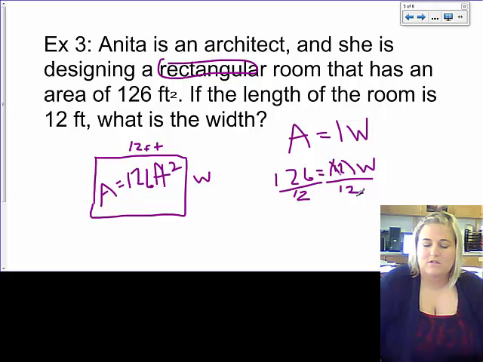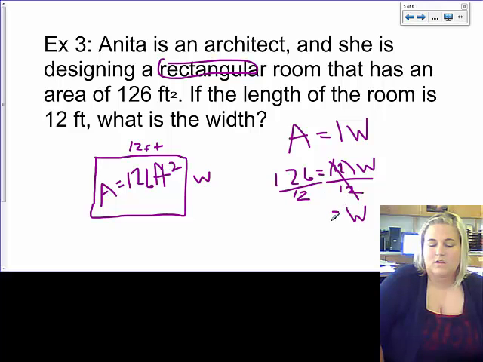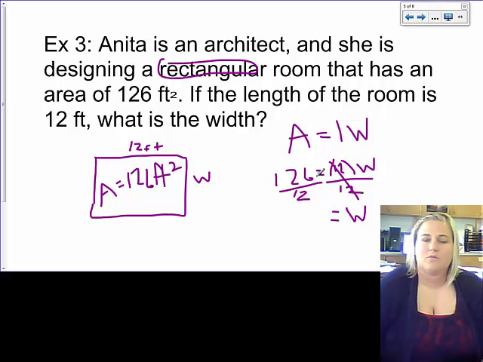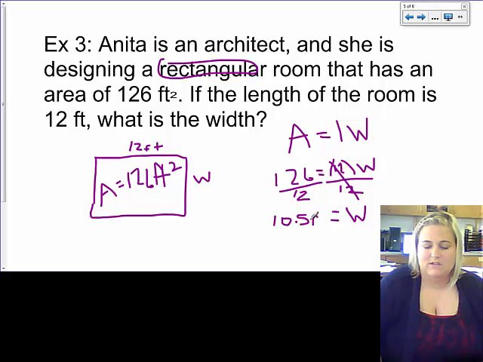So 12s will cancel, leave me with W equals 126 divided by 12, I believe will get me 10.5, and make sure that we label it feet. That is your final answer. Make sure that you've taken good notes, and I'll see you in class tomorrow.